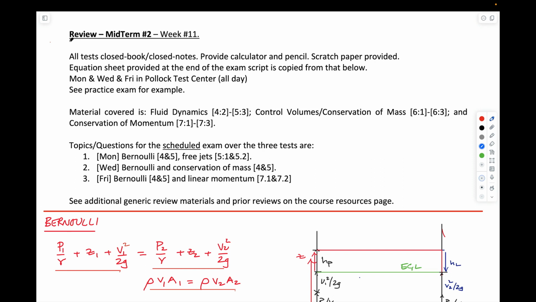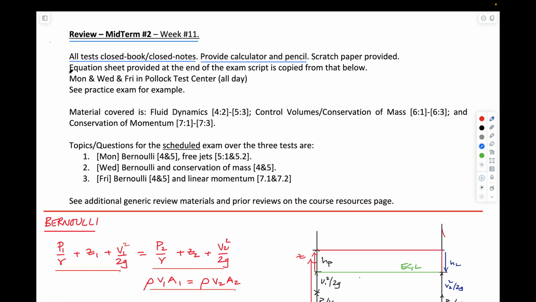Greetings. This is the midterm for week 11, which will be in the Pollock Testing Center. Same as last time, all tests, closed notes, closed book. You can take a calculator and a pencil along with you, and there should be scratch paper provided.